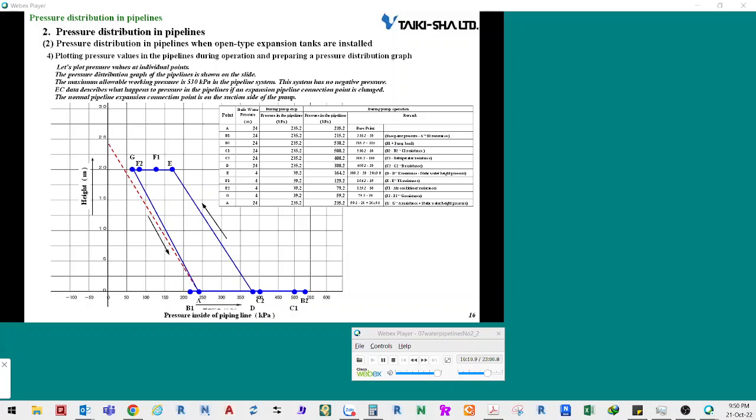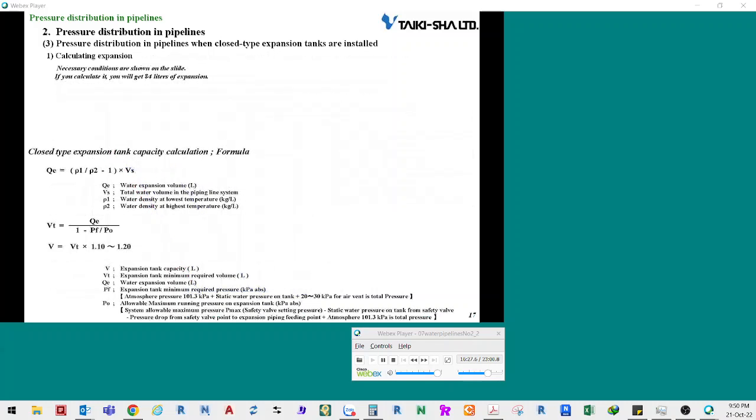The engineering data describes what happens to pressure in the pipelines if an expansion pipeline connection point is changed. The normal pipeline expansion connection point is on the suction side of the pump. Pressure distribution in pipelines when closed-type expansion tanks are installed.